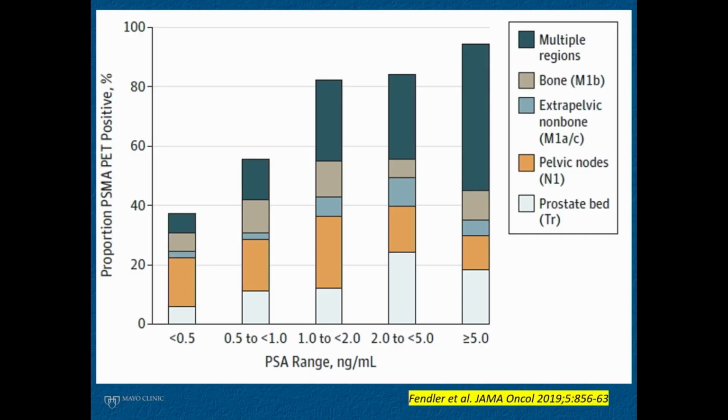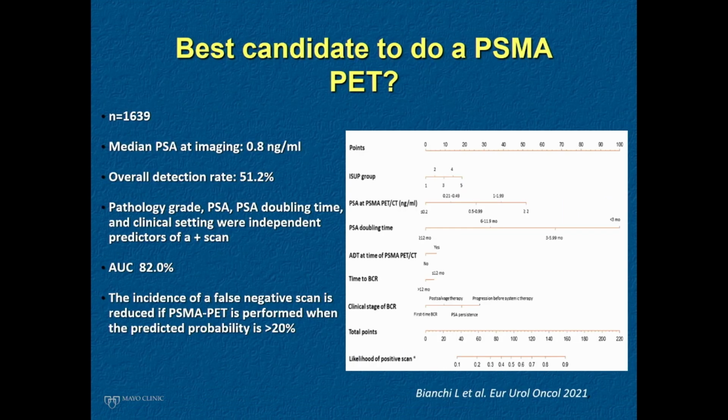So as I mentioned, you can see here the distribution of metastatic sites that's dependent on the PSA level. As you get higher PSAs, we're finding multiple regions. We're obviously finding disease in bones much earlier than we had with traditional bone scans. When do we get a PSA? When do we get a PET scan? Obviously, the guidelines suggest a PSA of 0.2 and greater.